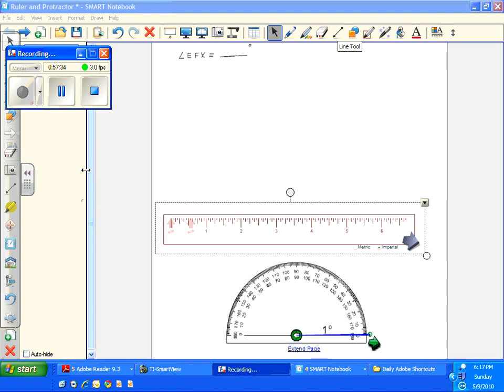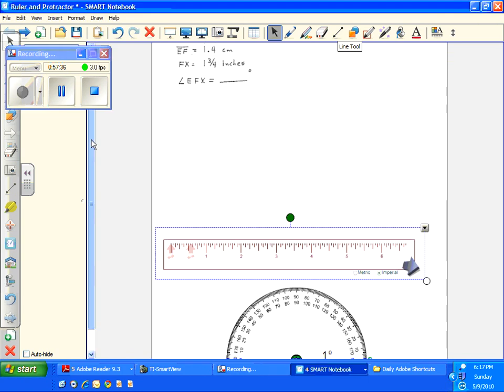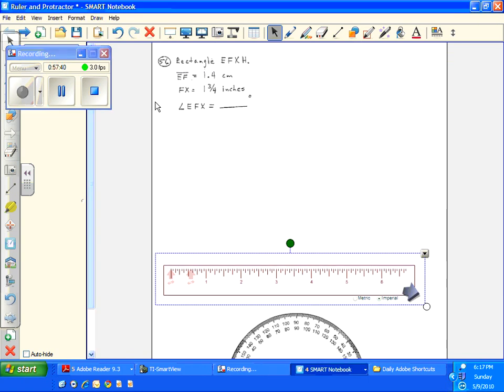I've got my picture up a little bit high there. We'll bring it back down. So we've got rectangle EFXH. We're trying to construct this. It says EF is 1.4 centimeters. FX is 1 3/4 inches. So we're going to start out with FX.